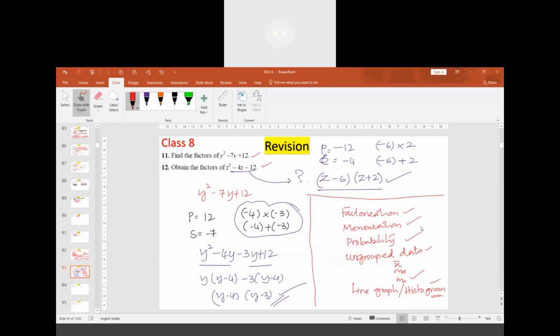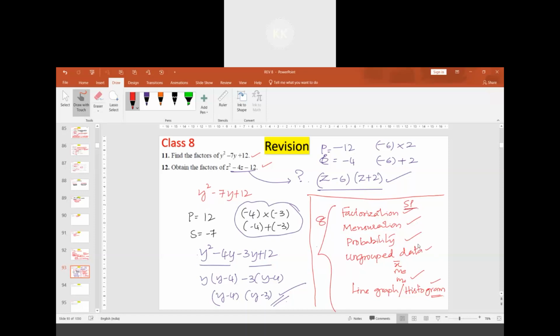Sir, I had some network problem. Can you repeat what you just said? Abhinav's question was, what are the topics which will repeat in class 9th and class 10th? These are the topics of 8th class which will definitely repeat in class 9th and class 10th. Factorization, mensuration, probability. In factorization, mainly splitting the middle term.